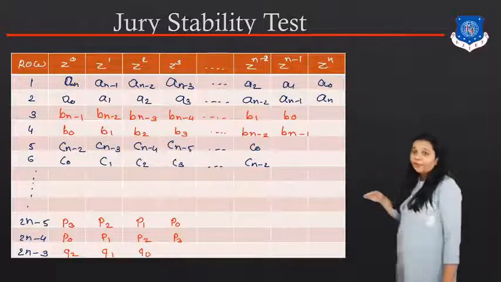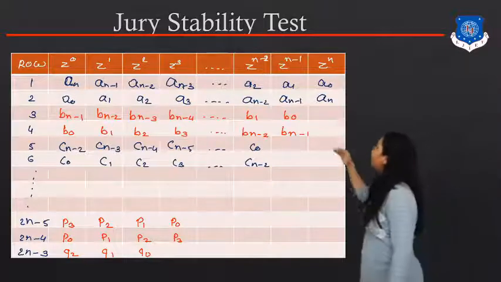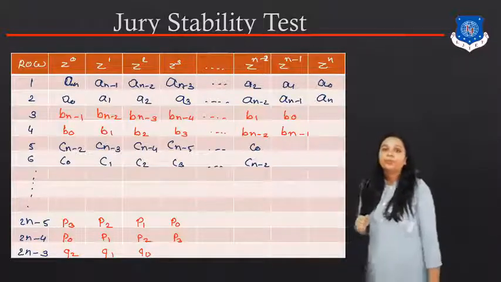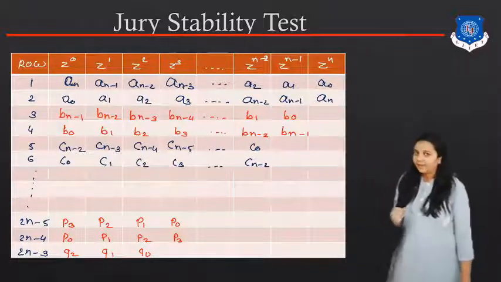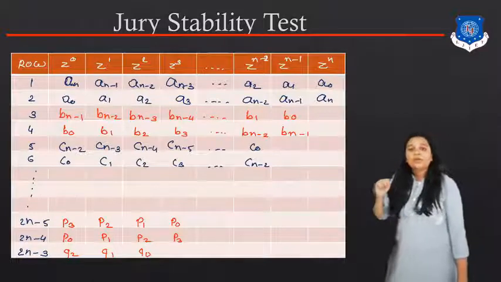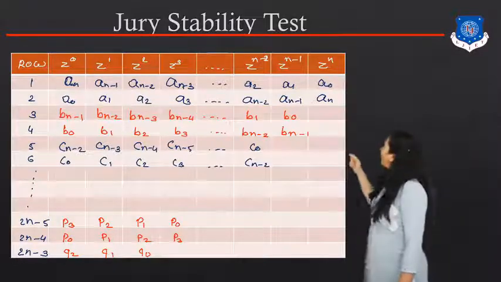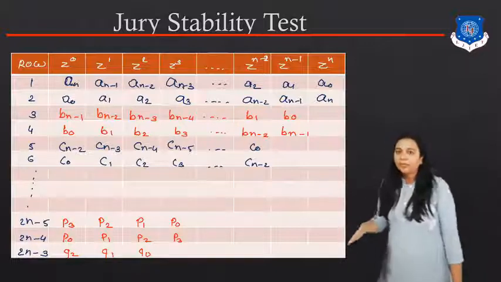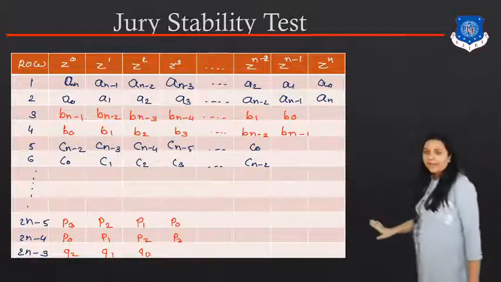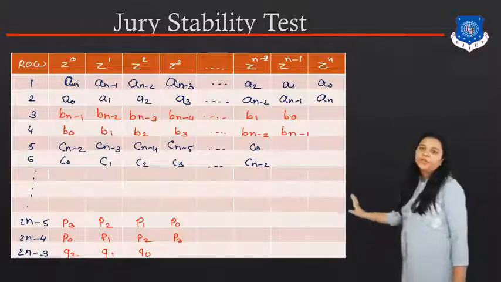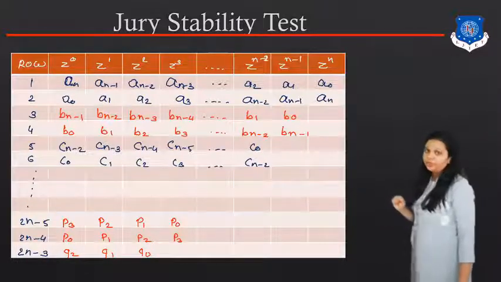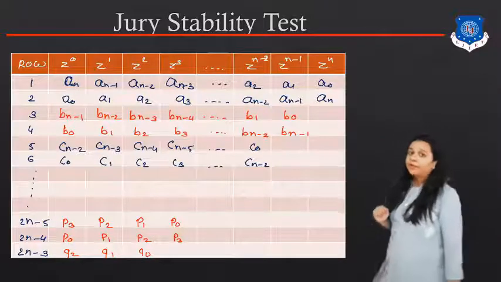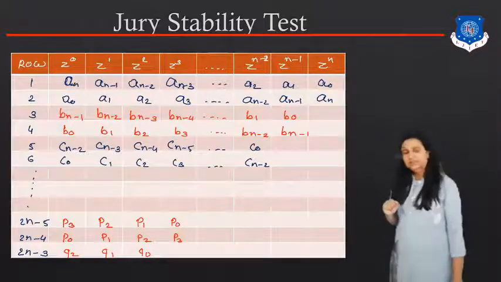Same like, the fourth row will be the descending order of the third row. So it becomes b0, b1, b2, b3 up to bn minus 1. Now using rows number 3 and 4, we have to find rows number 5 and 6. The same method will be applicable up to where we have to find the values of q0, q1 and q2. So this is the Jury stability table to find out the stability of the system.